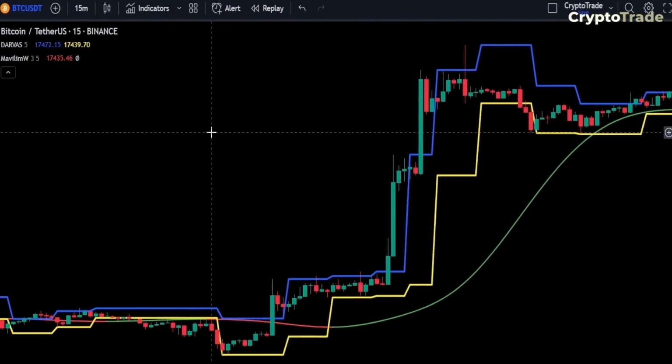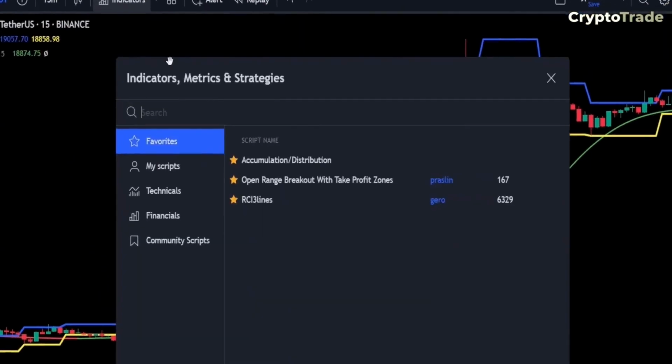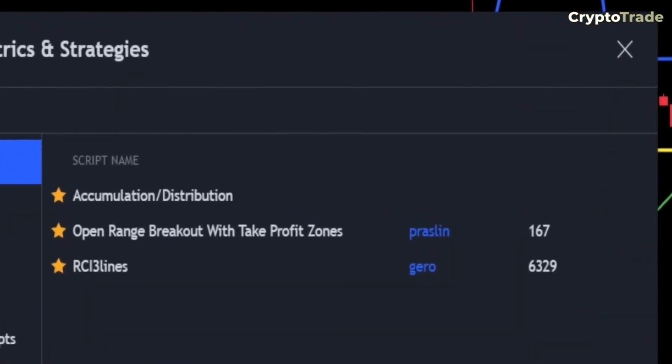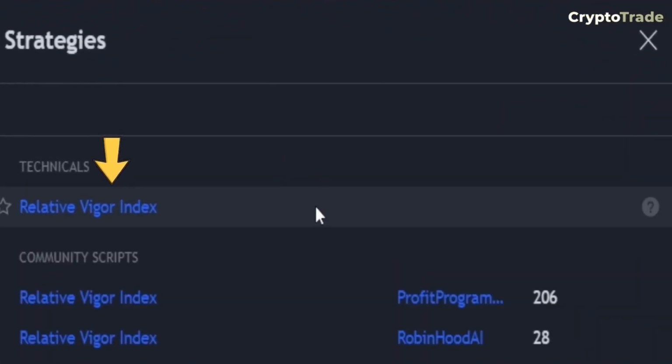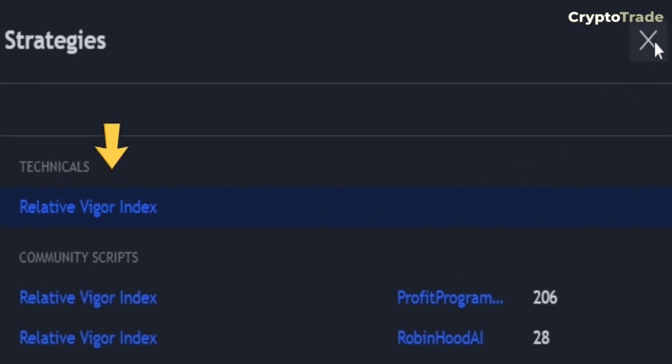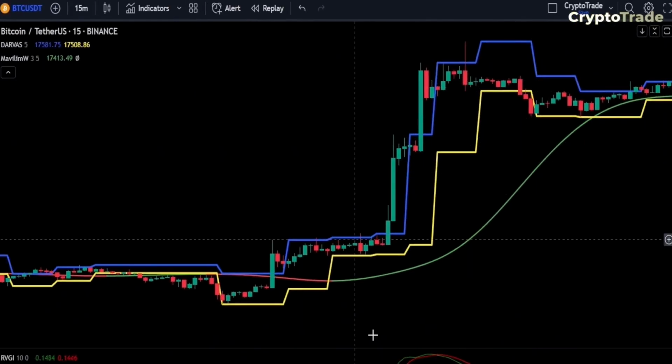To add the third and last indicator to the chart, open again the indicator search bar and type Relative Vigor Index. You'll see the indicator appear in the search results. Simply select it as shown in the video. This indicator will remain in its default settings.